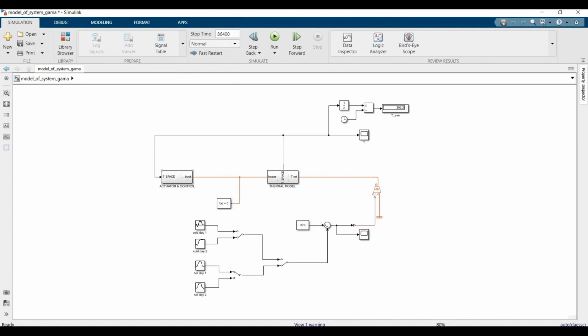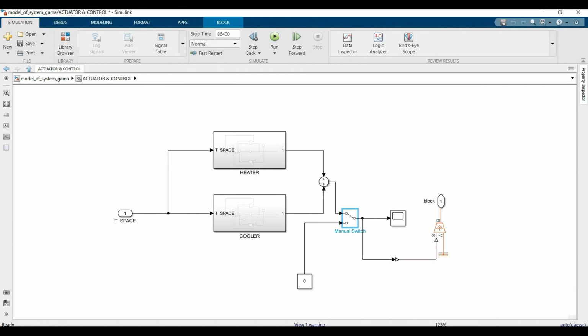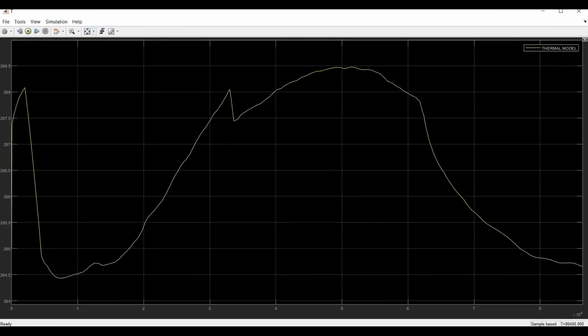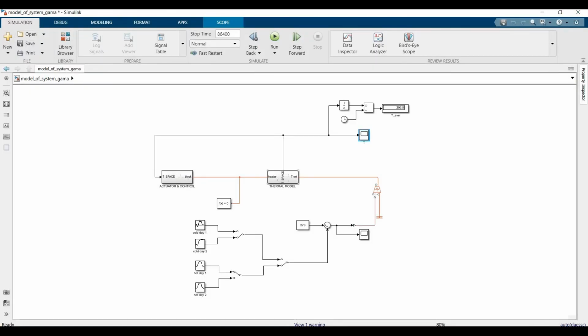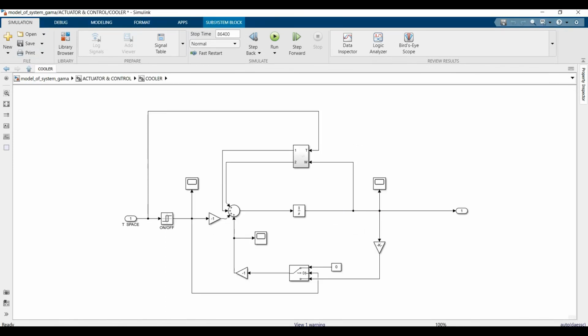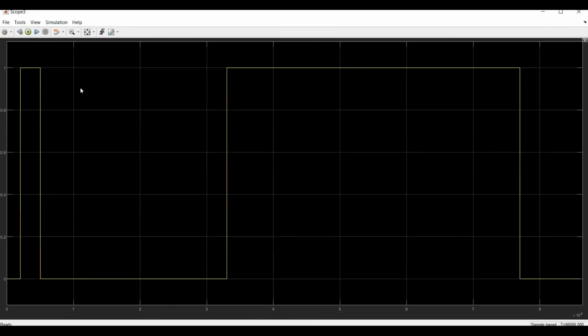Now I consider the actuator and control, and run. The temperature average is 296.5, and the temperature variation of the space is like this. Now I want to see when the cooler is on. You can see during these times the cooler is on.